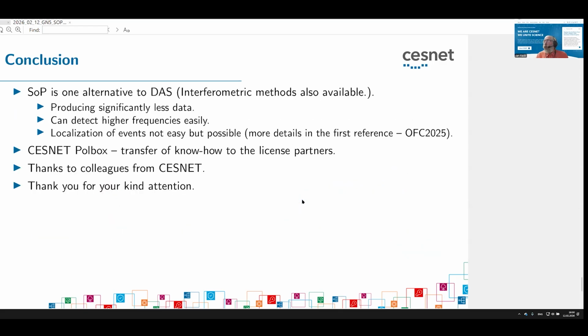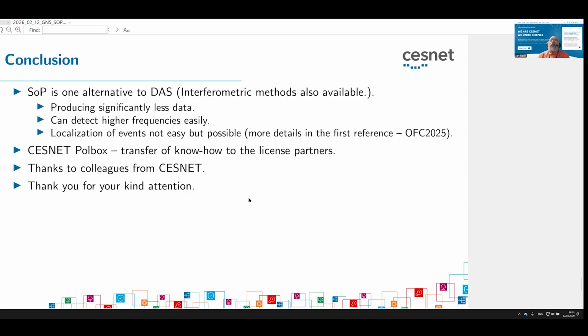Now back to conclusions. I think I'm pretty quick. SOP is a really great alternative to DAS, because there are also interferometric methods. SOP produces much less data and can detect higher frequencies very easily when compared to DAS. To detect 10 kilohertz with DAS, you can perhaps do that, but I cannot imagine how huge these files would be.